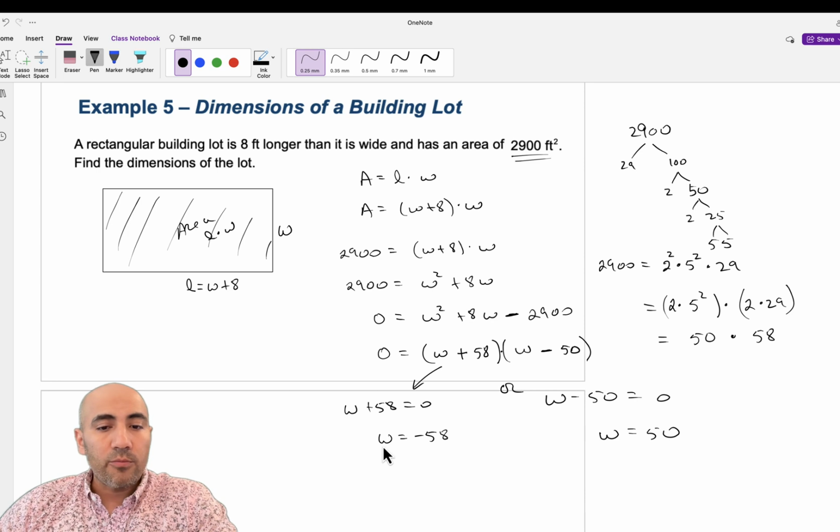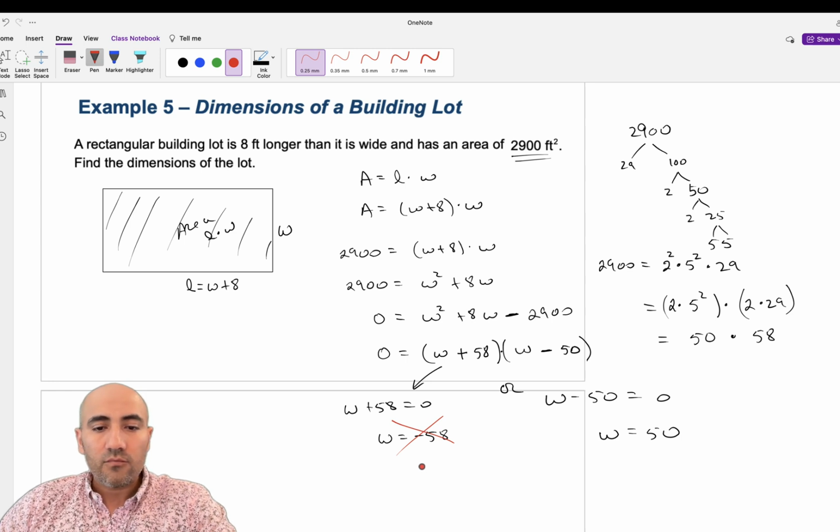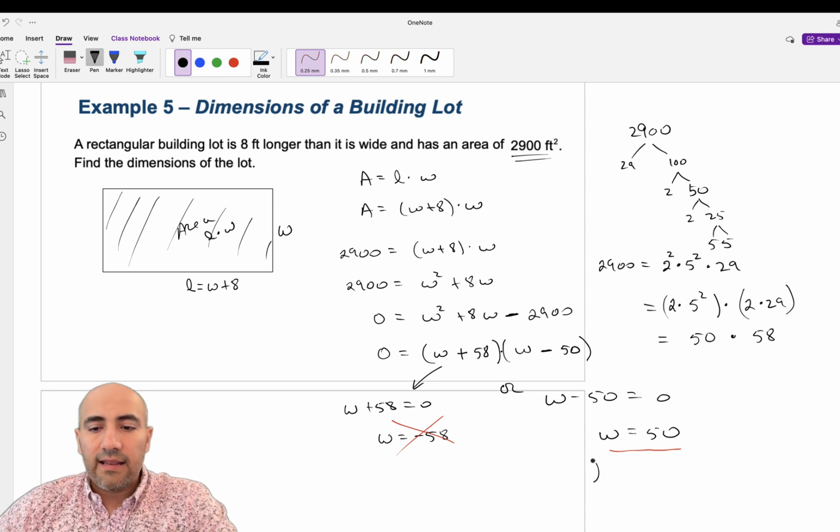Now, going back to our word problem, w represents the width of this lot, and the width of a lot cannot be a negative number. So we can eliminate that possibility. The only thing that survives is this one. That one must be the case. So if w is 50, L must be equal to 50 plus 8, which is 58.